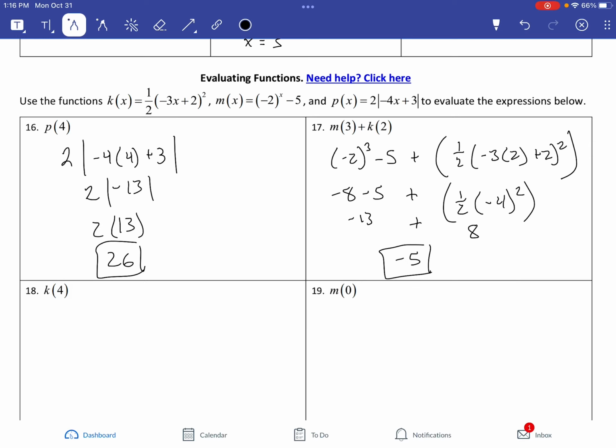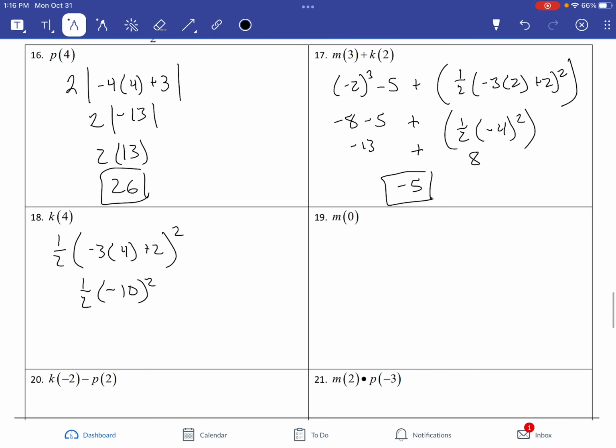Next, k of 4, so I have 1/2 times negative 3 times 4 plus 2 squared. So again, I work inside out. Negative 3 times 4 is negative 12. Negative 12 plus 2 is negative 10. Negative 10 squared is 100, and 1/2 of 100 is 50.